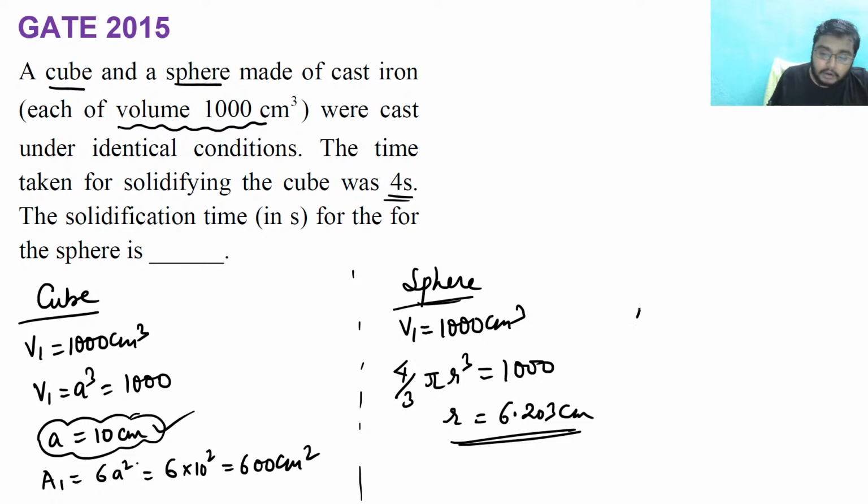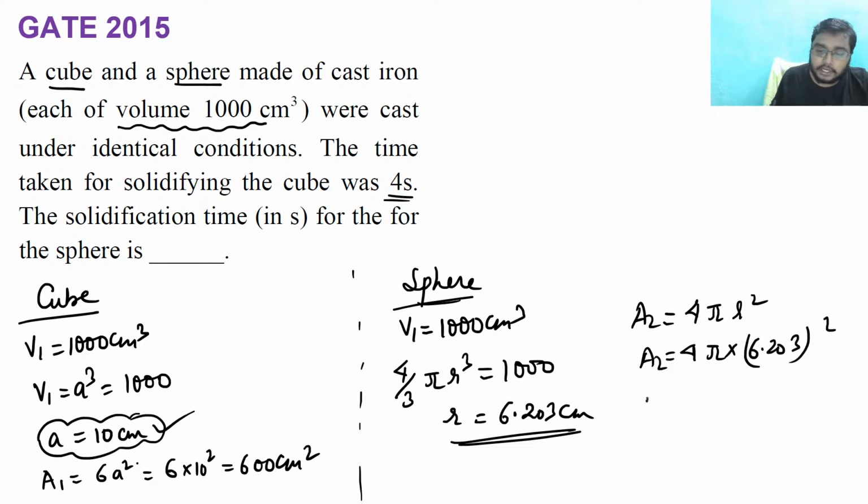Now you want to calculate A2, that is the surface area. So how will you calculate the surface area? 4 pi r square. R is given as 6.203. So squaring these things you are getting A2. A2 is what?